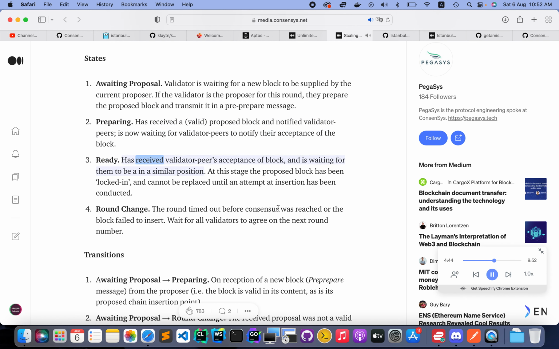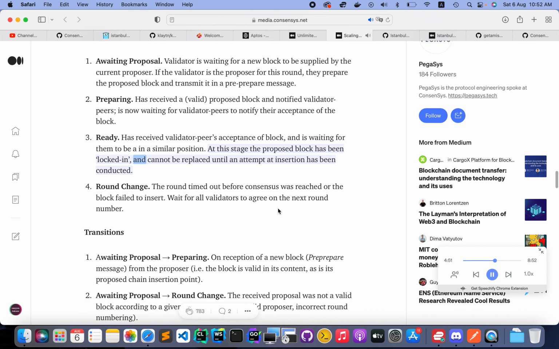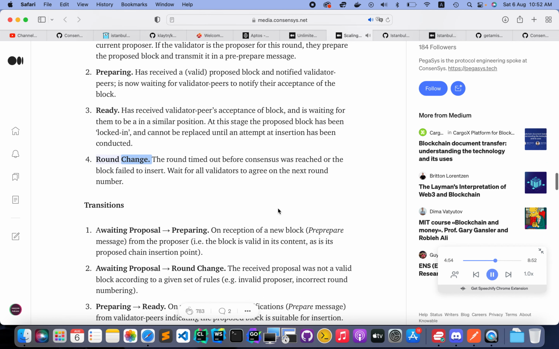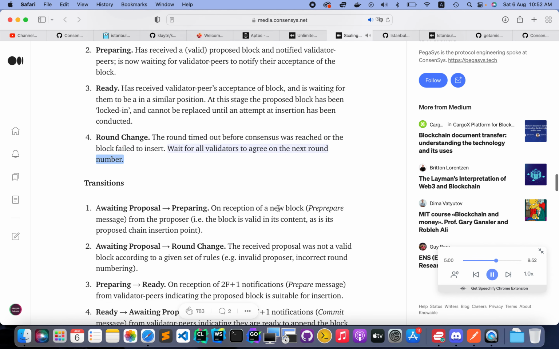Ready: has received validator peers' acceptance of the block, and is waiting for them to be in a similar position. At this stage, the proposed block has been locked in, and cannot be replaced until an attempt at insertion has been conducted. Round change: the round timed out before consensus was reached or the block failed to insert. Wait for all validators to agree on the next round number.